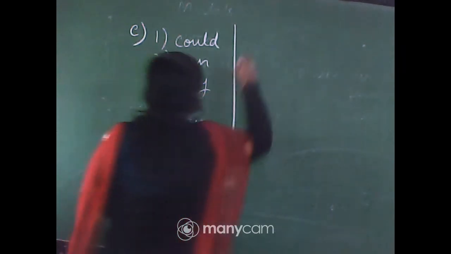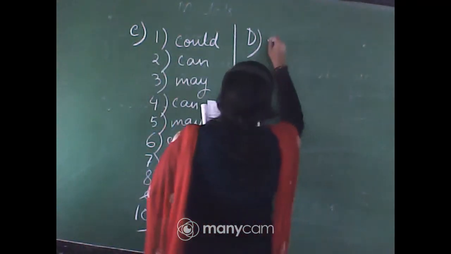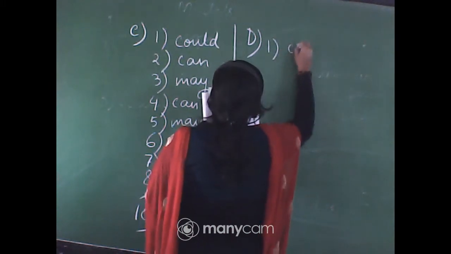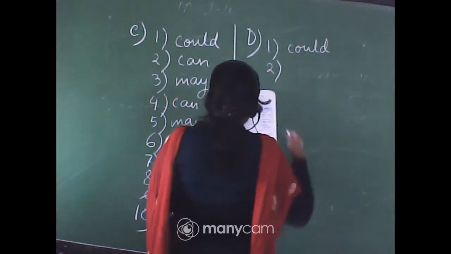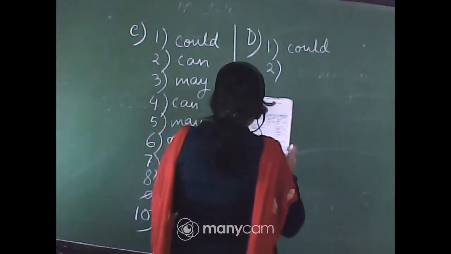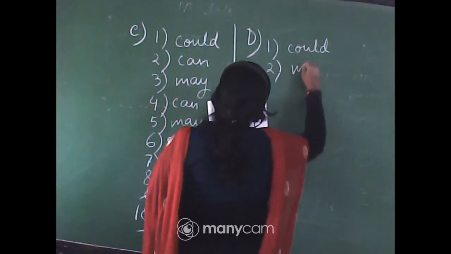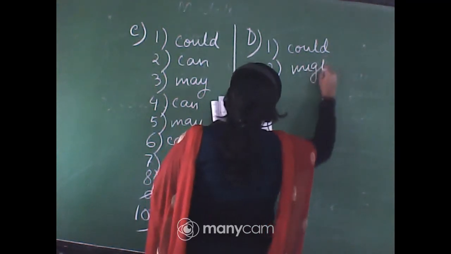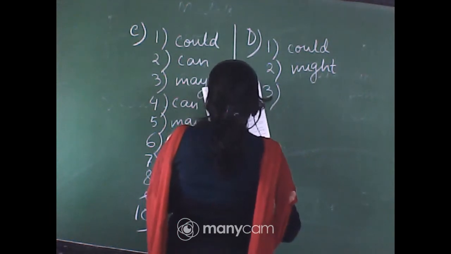Now come to exercise number D. According to the suggestions which are given in bracket, we are going to use general ability in the past, general possibility in the past, that means the past form of can. So, could. Okay. Weak possibility means might, and very weak possibility will be could.